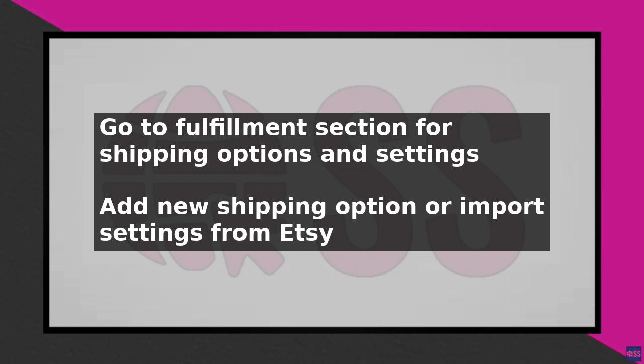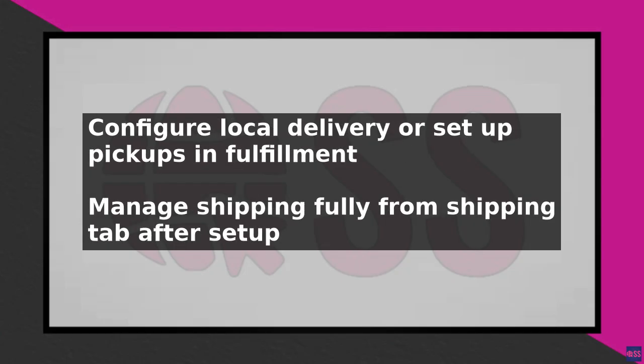Then select Fulfillment from the options that include products, payments, subscription, and publish. The fulfillment section is where you'll find shipping options. You can add a new shipping option, import settings from Etsy, set up pickups, or configure local delivery.